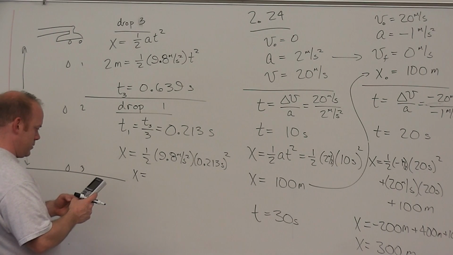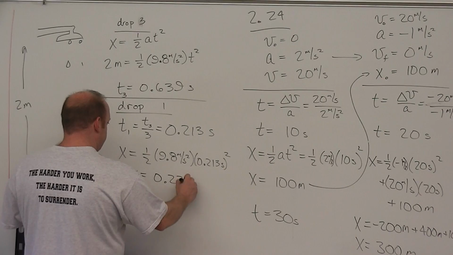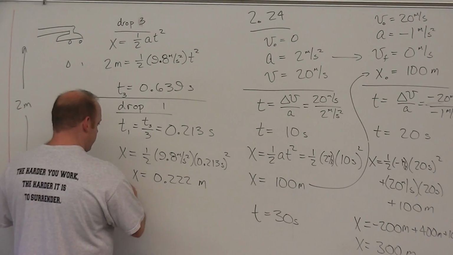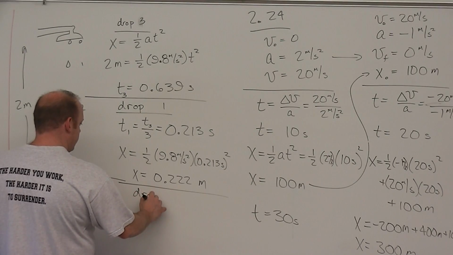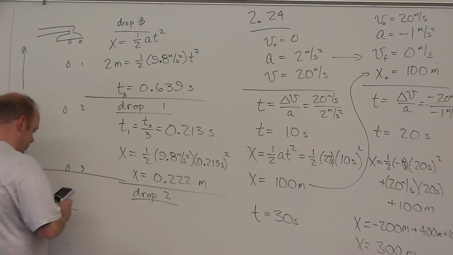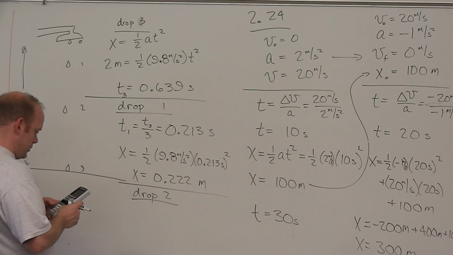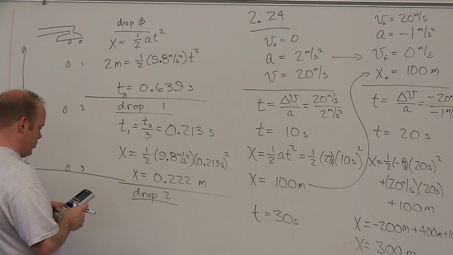X is equal to, so that's squared. And I get 0.222 meters. Drop 2. Twice as much time as the other one.